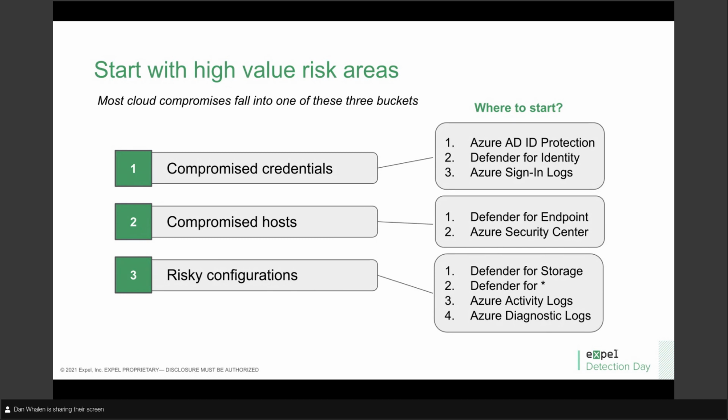Similarly, for compromised hosts, you're going to want to start with that built-in service, Defender for Endpoint. It's a great solution for detecting the large majority of threats that are going to impact your endpoints and your servers. So start there. And if you need to build custom detections on top of Windows event logs using Sentinel, you can do that as well. Finally, risky configurations, turning on solutions again like Defender for storage or Defender for SQL. That's going to get you some out-of-the-box detections very quickly. And if you need to build custom stuff on top of that, looking at the Azure activity logs or Azure diagnostic logs to really dial in and build out some very unique use cases for your environment.